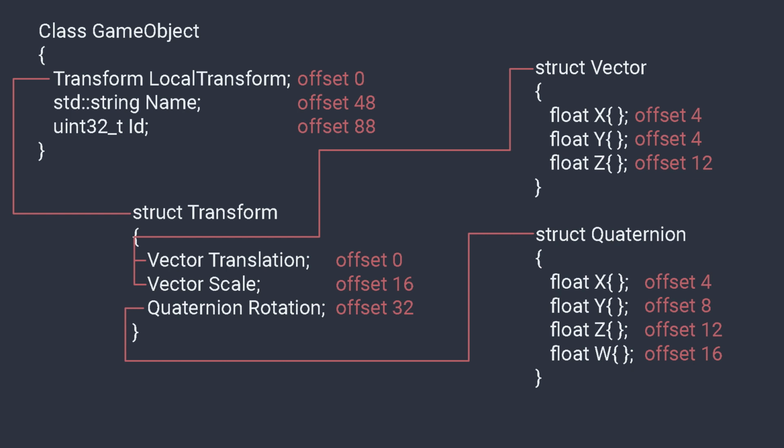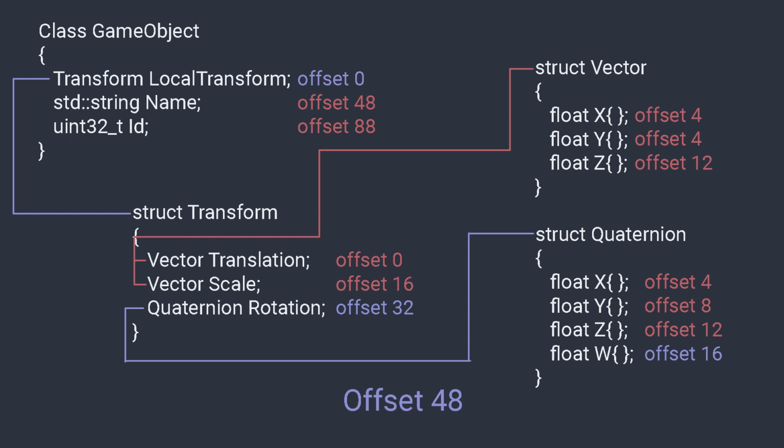If we wanted to know the location of the W component of the quaternion in the game object, we just follow the chain of offsets. The offset of transform in the game object is 0, plus the offset of the quaternion in transform, which is 32, plus the offset of the W component in the quaternion, which is 16, equals an offset of 48. So, if we wanted to access the W component in the game object, we would just need to add 48 bytes to the address of the game object instance to get it.